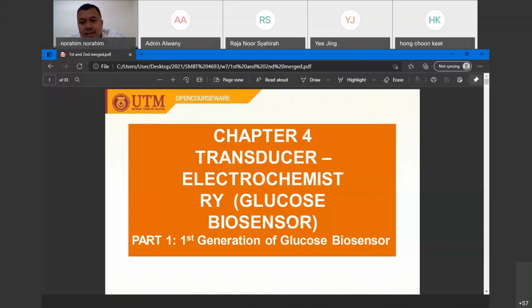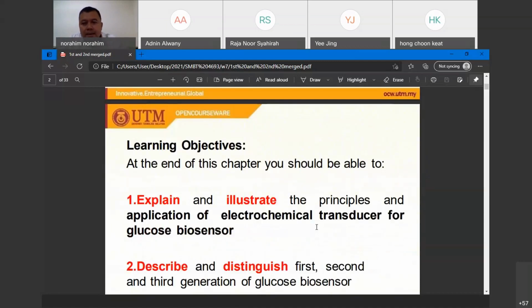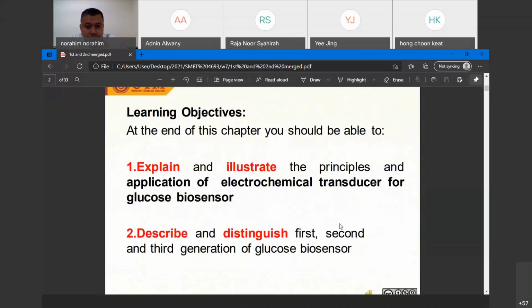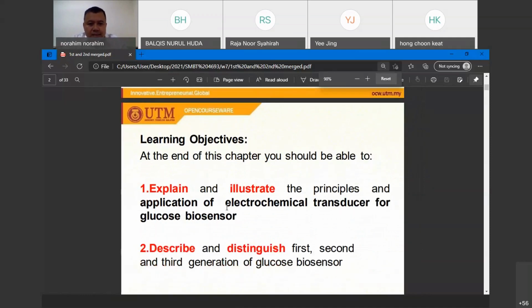Okay, anyway, there are three parts of this lecture. The first generation, second generation, and the third generation of glucose biosensor. So we'll start with the first one. At the end of this chapter, we must know how to explain and illustrate the principles and applications of electrochemical transducer for glucose biosensor. Number two, we need to be able to describe and distinguish. Maksudnya kena bezakan, you have to be able to differentiate all these three different generations of glucose biosensor. The first one, the second one, and the third one.